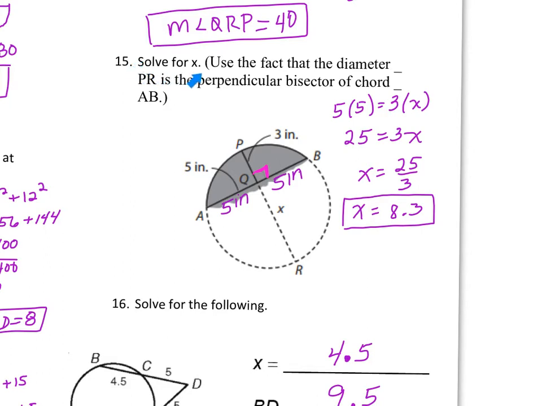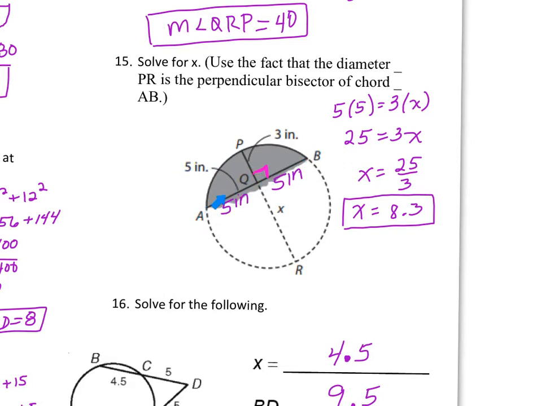Number 15, I need to solve for x. X is here. Now, since this is a diameter, because they told me here that the diameter is PR, and whenever I have a chord crossing a diameter, they're actually forming a right angle. So now I also know that it's a perpendicular bisector at the same time, and it's telling me here that it's a perpendicular bisector of the chord. So if it's a perpendicular bisector, not only is it forming the right angle, but it's cutting my segment in half into 2 equal pieces.